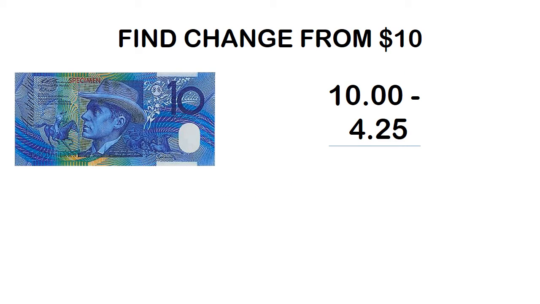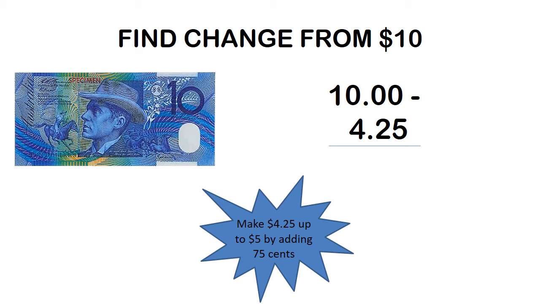Find the change from $10. Okay, now this time I want to make $4.25 up to the nearest dollar, so up to $5, and I've got to add 75 cents. Once it is $5, I do 10 take away 5 is $5. So there's my change from $10, $5.75.